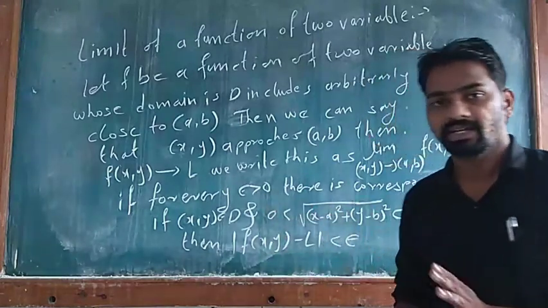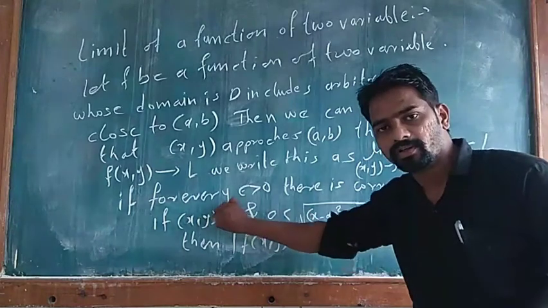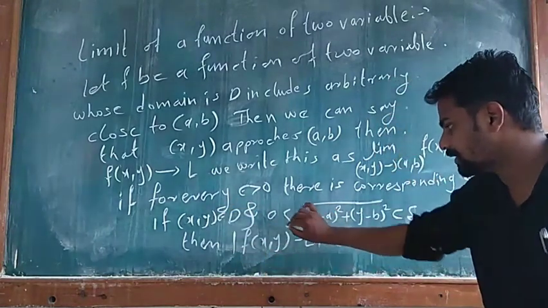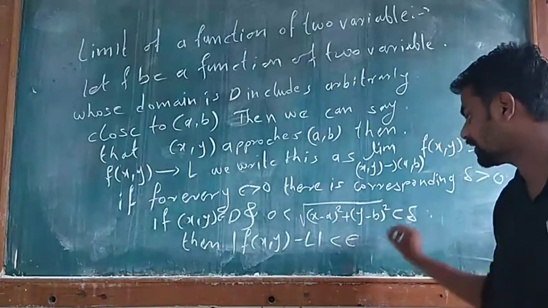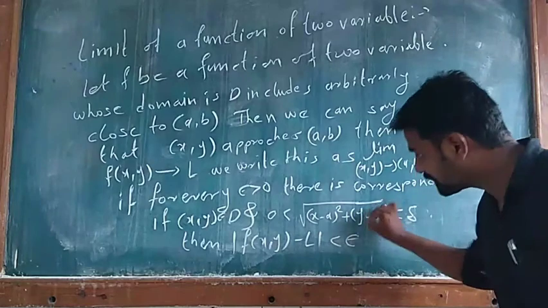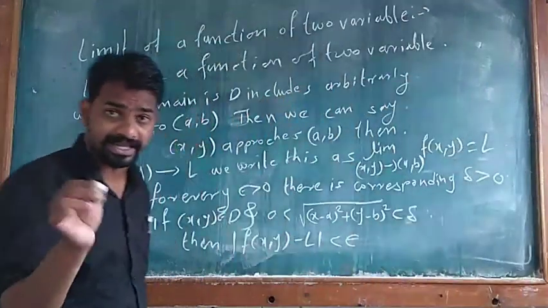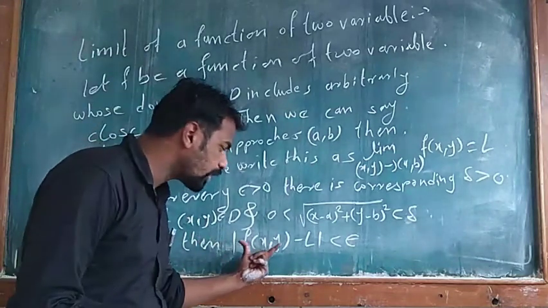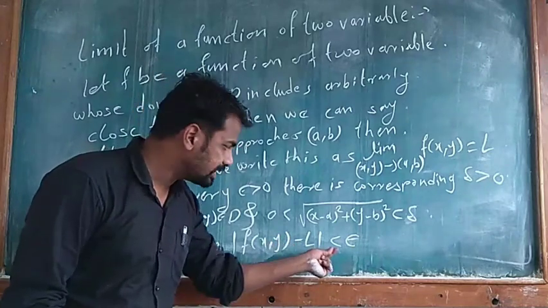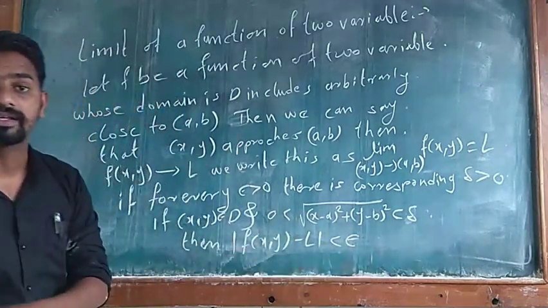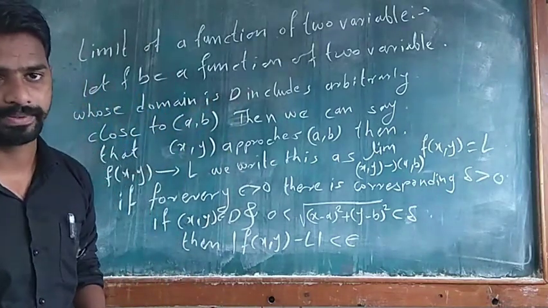So if (x, y) belongs to D and 0 is less than the square root of (x minus a) squared plus (y minus b) squared is less than delta, it means that the distance between (x, y) and (a, b) is very small. Then mod of f of (x, y) minus L, that is the distance between f of (x, y) and L, is very small, that is less than epsilon. This is the definition of limit of a function of two variables.